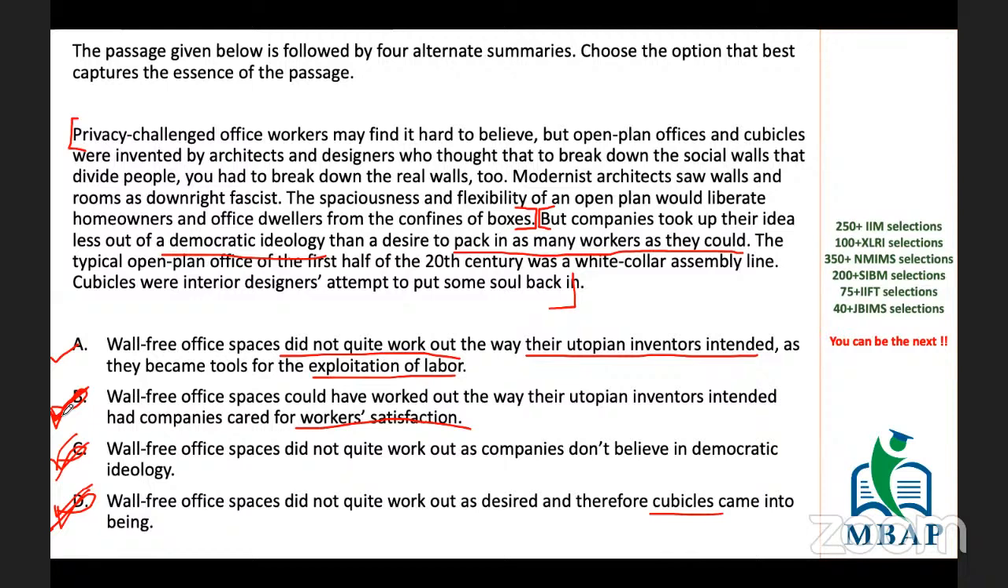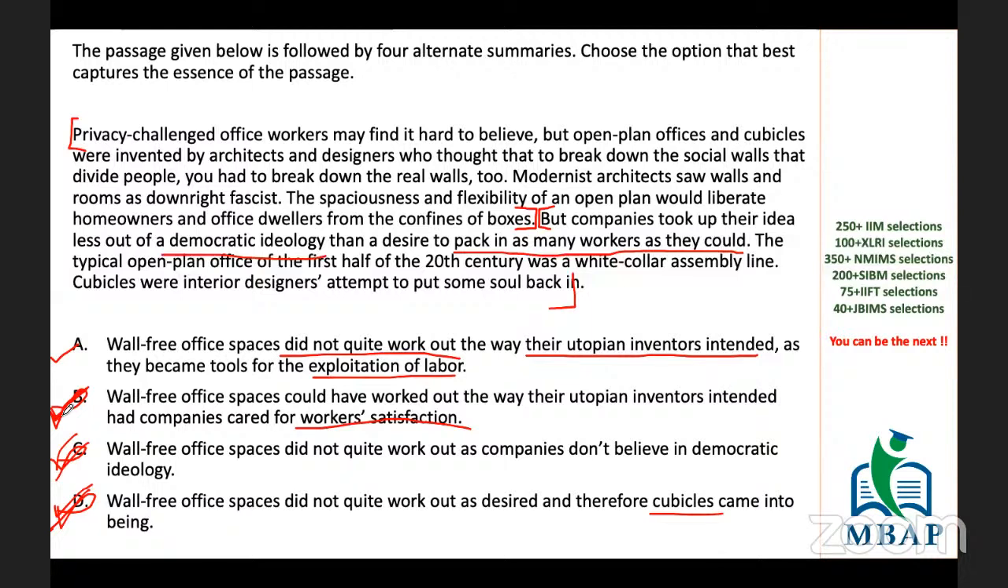So not just in this case, in any verbal question, whether it is RC, parajumble, or out of context, or any such question, whenever you are left with options in which only two options are there and you feel that both are correct, in that case, don't look for the wrong one, because it might be possible that there is no wrong answer at all. So in that case, stop looking for the wrong one.